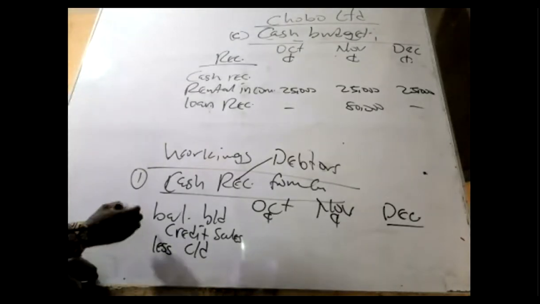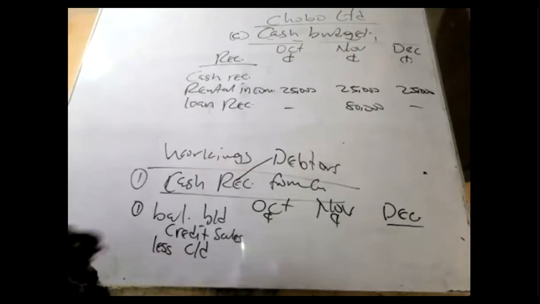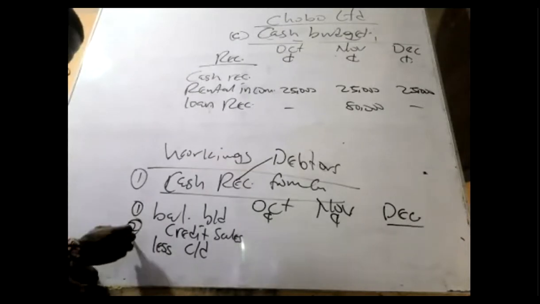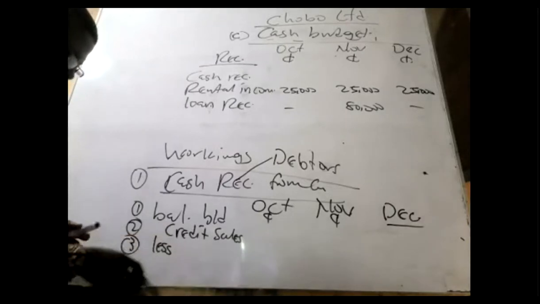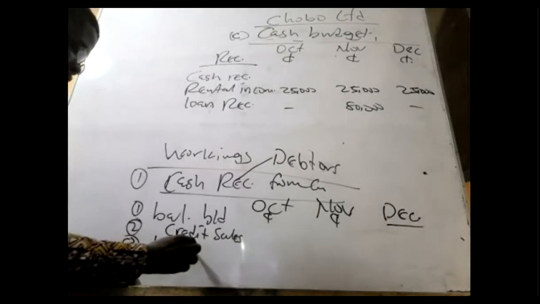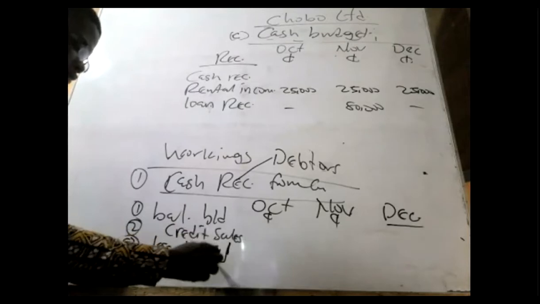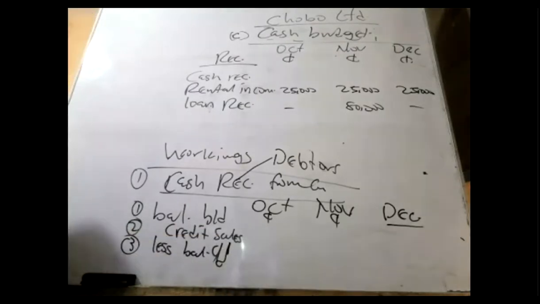Anytime you're looking for anything paid, anything received, three steps. Number one, add your opening balance. Number two, add the item. Number three, less the closing balance. You are done. Let's go to this question and see if we can get all these facts from the question, and then we move on.